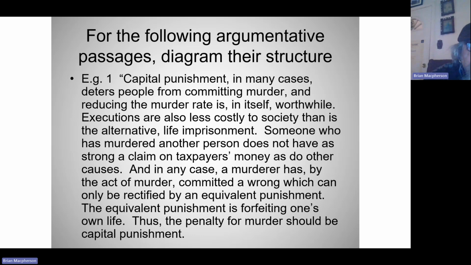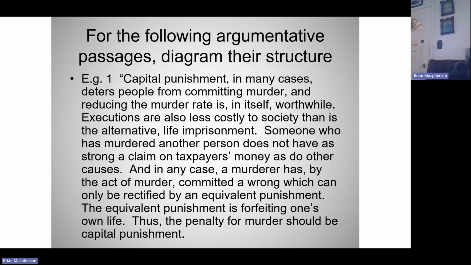But let's say that someone writes an editorial, right? And they say, well, capital punishment in many cases deters people from committing murder, and reducing the murder rate is in itself worthwhile. Okay. So 2 statements, right? Capital punishment deters murder, and reducing the murder rate is, of course, worthwhile. Okay, that's one consideration. Now, here's a separate but important consideration regarding capital punishment. They say here that executions are also less costly to society than is the alternative, life imprisonment.